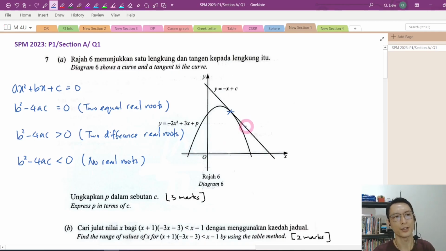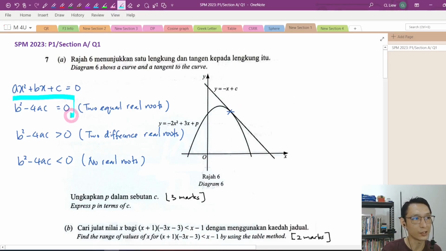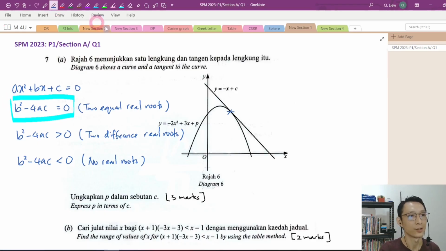So in this situation, this is a tangent to this curve at this point. If we solve them simultaneously to get the intersection point, we know that there's only one point, right? That's why two equal real roots. So in this situation, I'm going to use b squared minus 4ac is equal to 0. Let's say I want to find the intersection point, I'm going to solve them simultaneously.